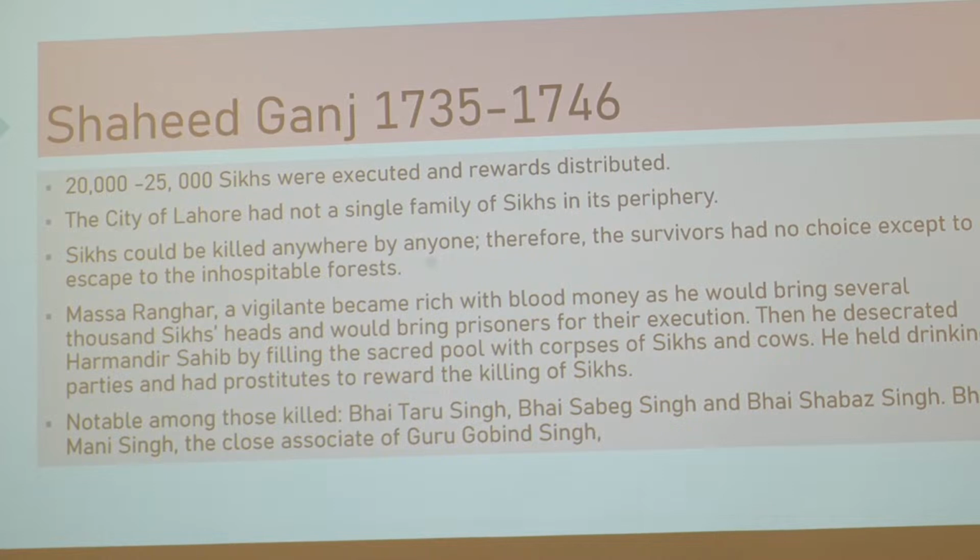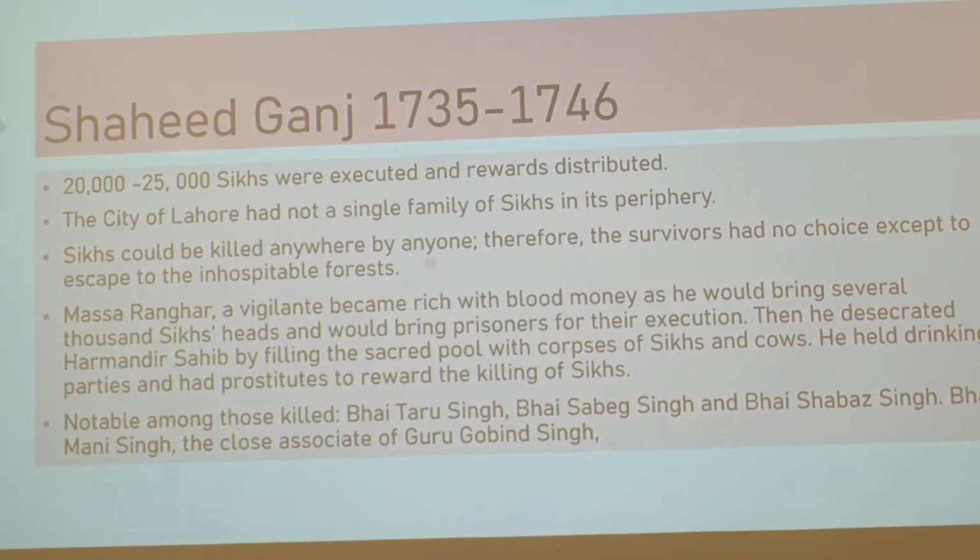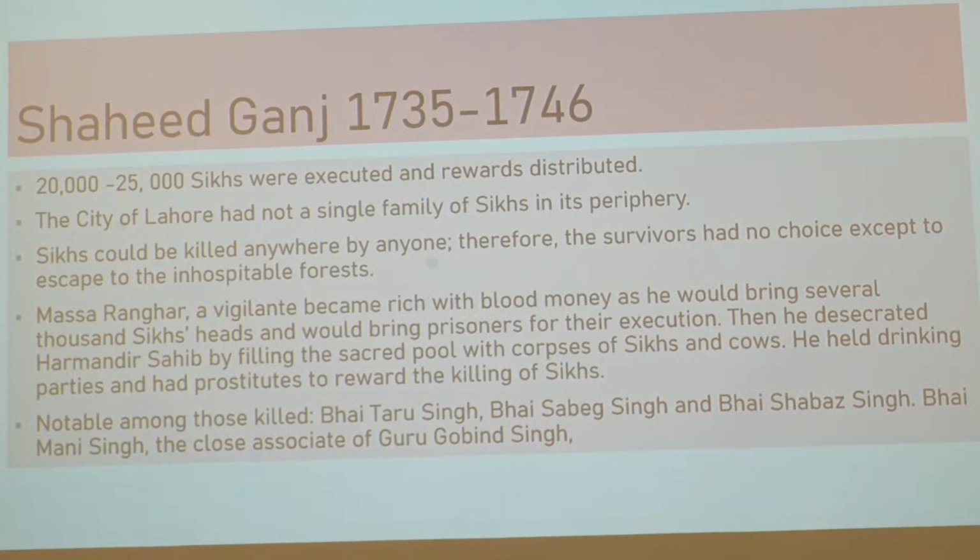So this is the horse market in Lahore, which is known as Shahid Ganj, a martyr place in today's Lahore, and there is a Gurdwara there, and there is a mosque there. So in this vigilante violence, 25,000 people were killed. The city of Lahore had not a single family of Sikhs in its periphery. A Sikh could be killed anywhere by anyone.